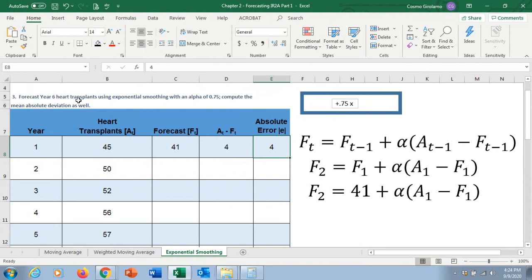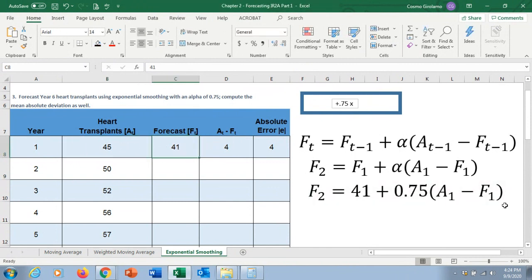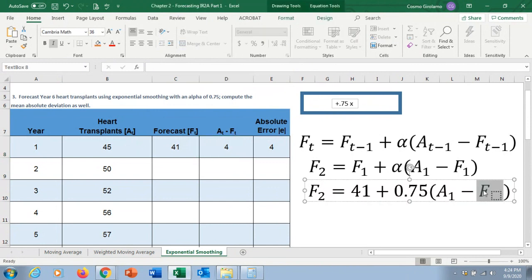I'm saying forecast year 6 using the exponential smoothing average with an alpha of 0.75. So here I gave you the alpha is 0.75, so use 0.75. And A1 minus F1, well, we just calculated that here. So this was A1, 45. This was F1. When I subtract those two, I can actually just read it from the table, and I can put it in here. So A1 minus F1 is 4.